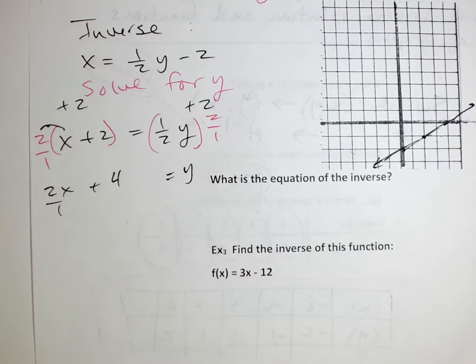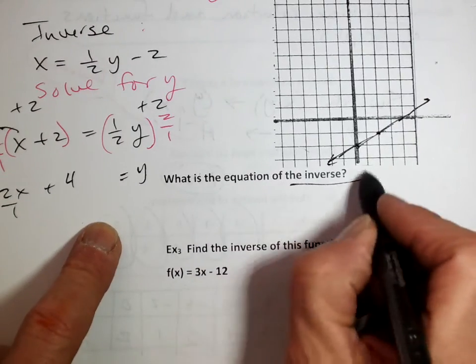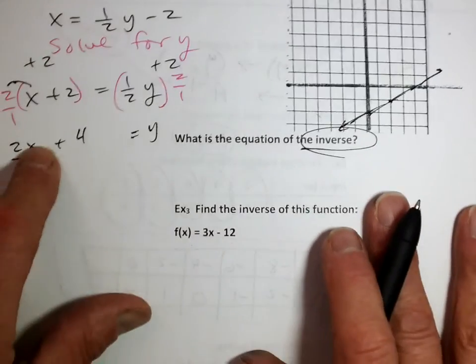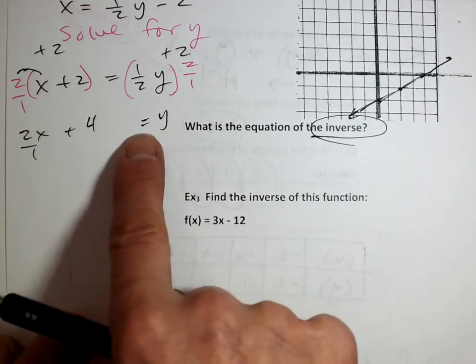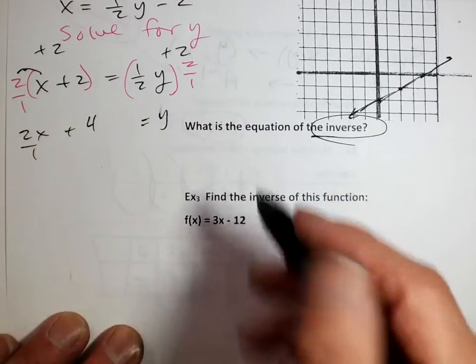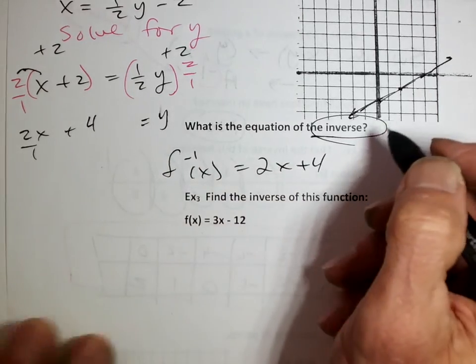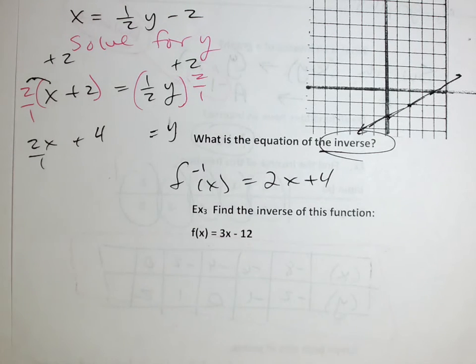Okay, so let's graph this, okay? Now, what's the equation of the inverse? I'm going to do one more thing. Watch. You see this? Y equals 2x plus 4. I'm going to rewrite it as f inverse of x equals 2x plus 4. Same thing. The only thing I did is make it f inverse because it's the inverse. I just rewrote it with this symbol, changing the y to f inverse, because this is the inverse, okay?